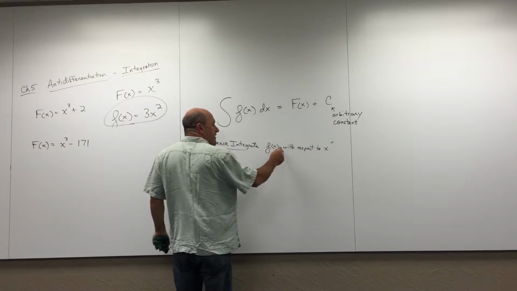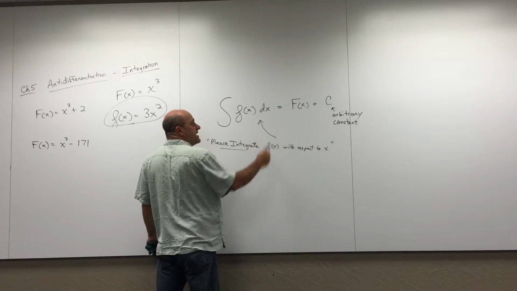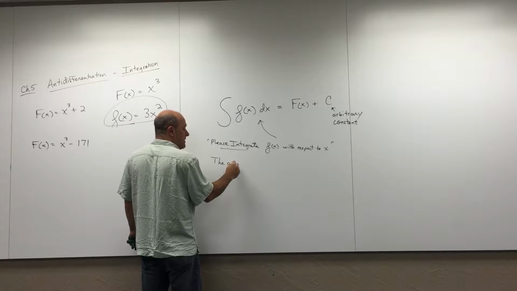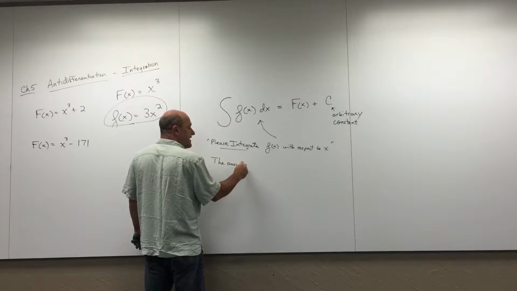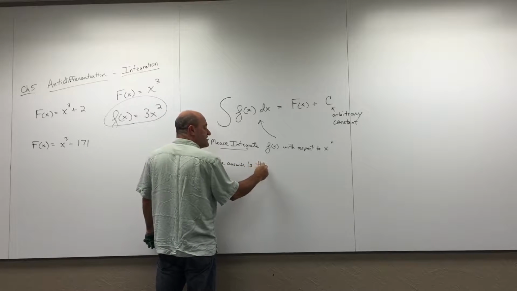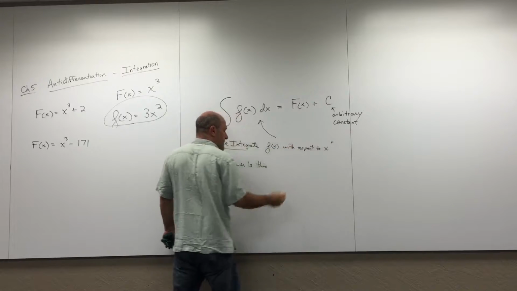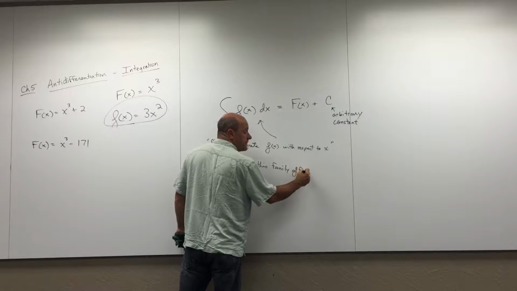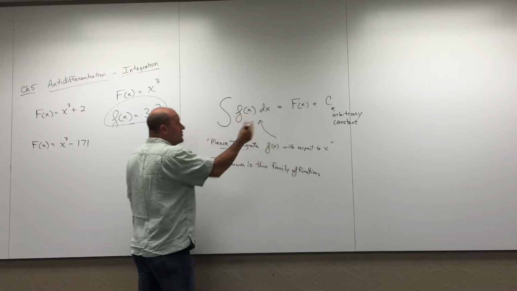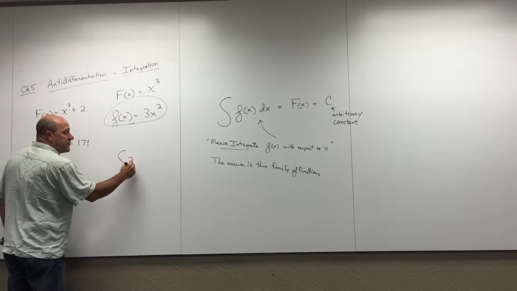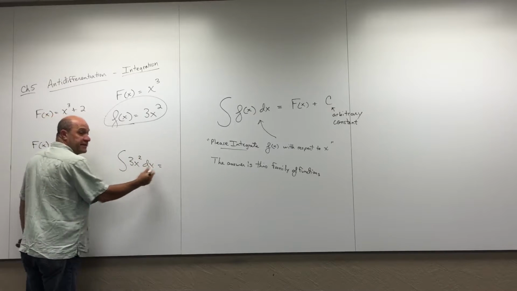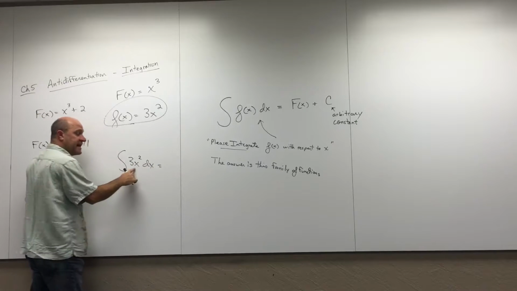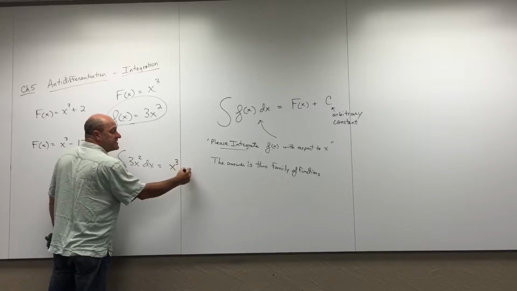Okay, hang on. Please integrate f of x with respect to x. That's sort of what this says. And the answer is, I want to call this a family of functions. The answer is this family of functions, x cubed plus c. When I say, let's integrate 3x squared dx, the antiderivative of 3x squared is x cubed plus c.